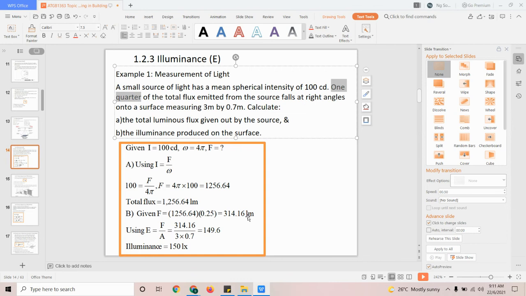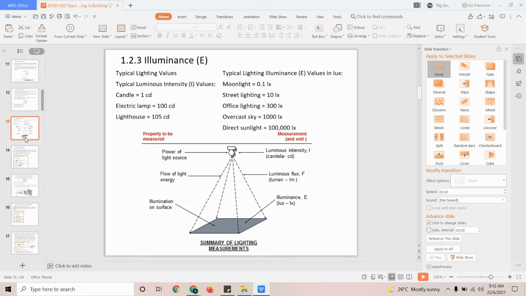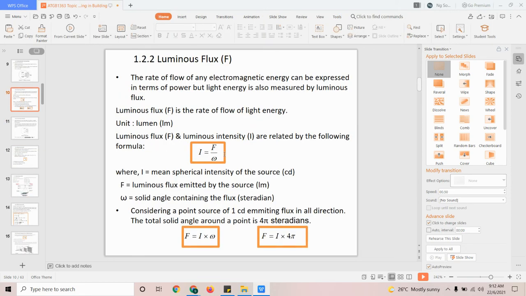You get a value. This is the actual flux that falls at the right angle to the surface. And then from there, you apply the formula E equals F over A. The A is the area that's given to you, 3 meter multiplied by 0.7. And you get that the illuminance on that surface is actually 150 lux. So this is how the formula that you're given can be used to calculate how much lux has been emitted onto the surface.